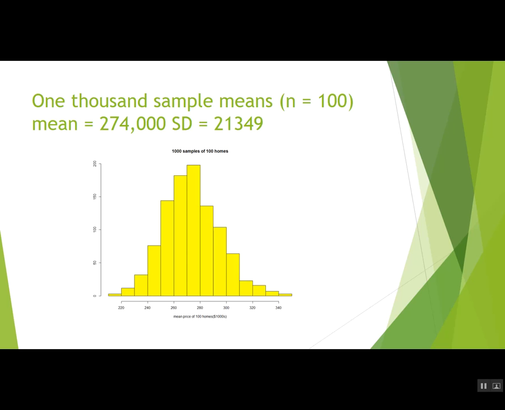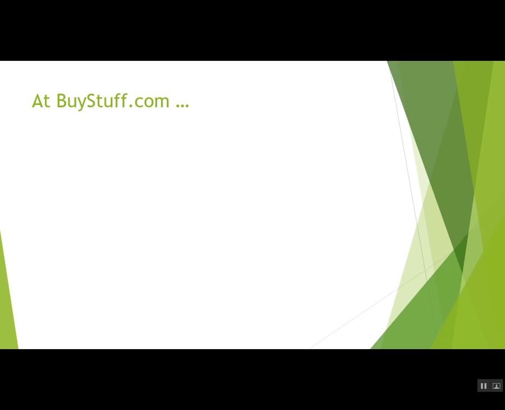Well, the mean is still 274,000. Now the standard deviation is much smaller, 21,349. That's because we divided by the square root of the sample size. Square root of 100 is 10. And this, as you can see, is pretty normal looking. So that's the idea, that even if the original data is wildly skewed, when you look at all the things that could happen when you take sample means, it won't be skewed, it will be normal, and the numbers will be closer together.